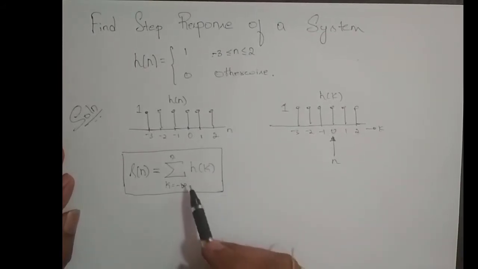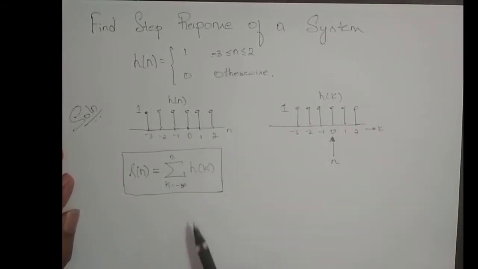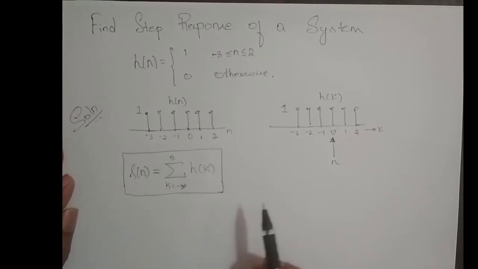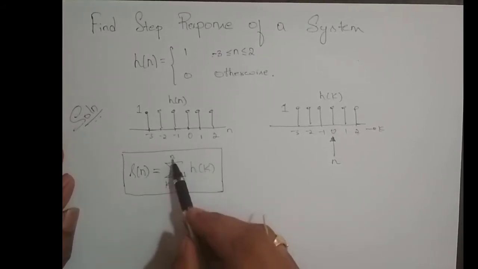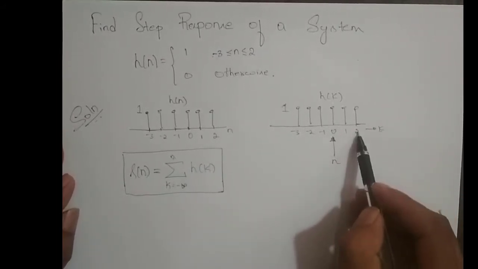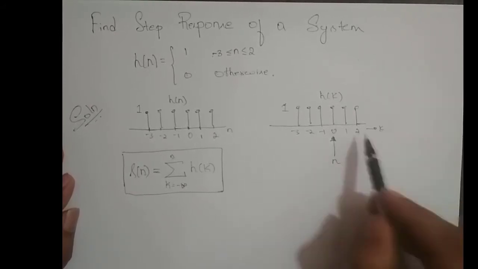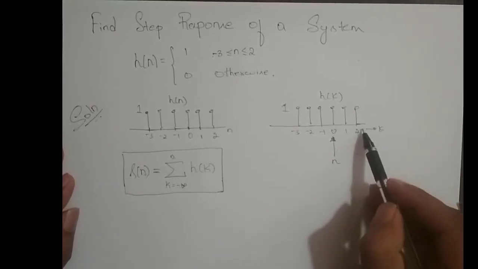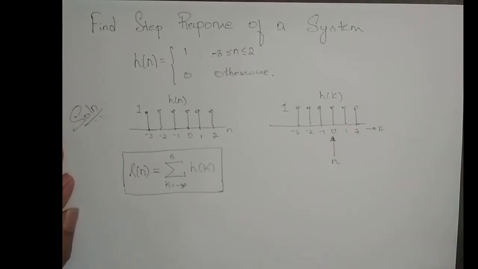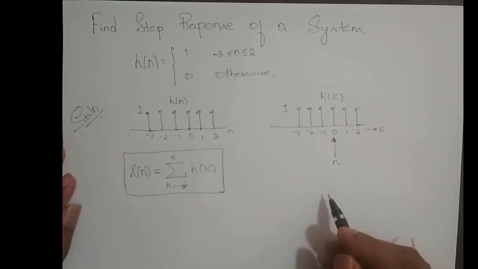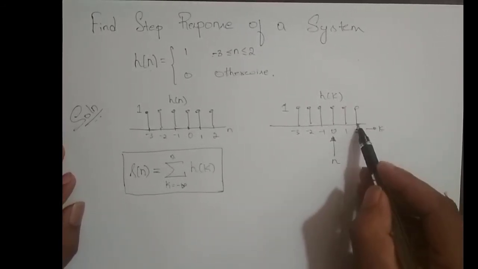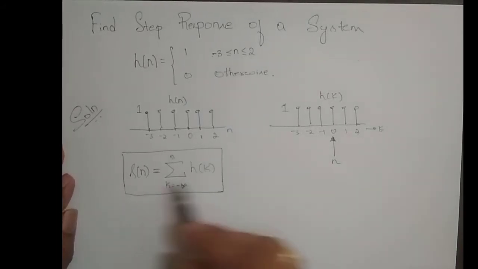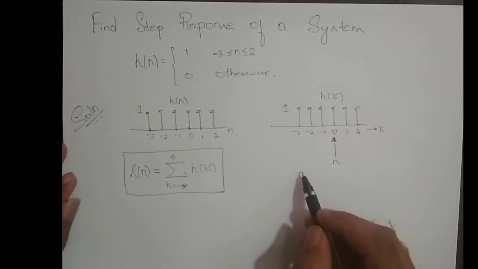Say if I keep this n somewhere at 10, is it possible? No, right? Why? Because my k ends at 2. I cannot reach more than 2. Even if I keep this n at 10, after 2 everything is 0. It does not matter actually. You can keep it at 10, but the samples are 0, so summing up does not count.